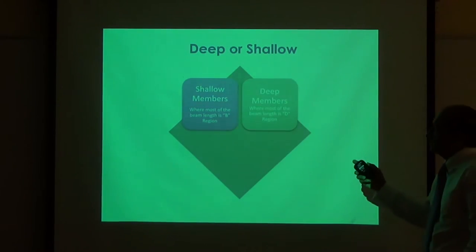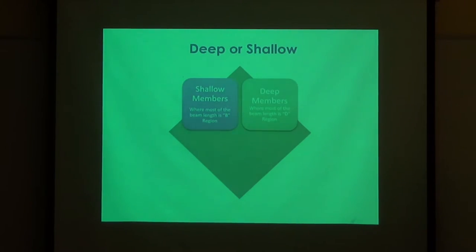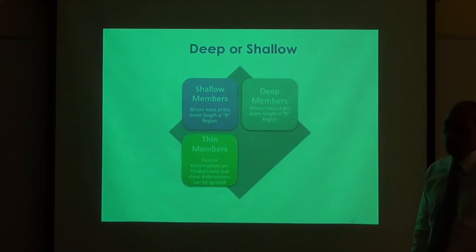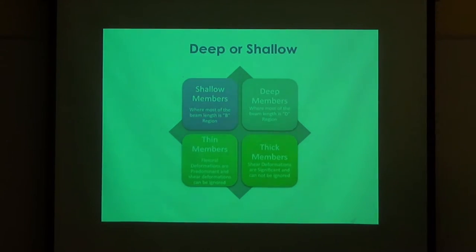Deep members are where most of the beam length is in D region. You would say, oh, that doesn't help me much. I can see that. If it's all D, it's deep. If it's all B, it's shallow, right? Then there are two more interesting terms: thin beam and thick beam, thin member and thick member. These are now getting a bit confusing.